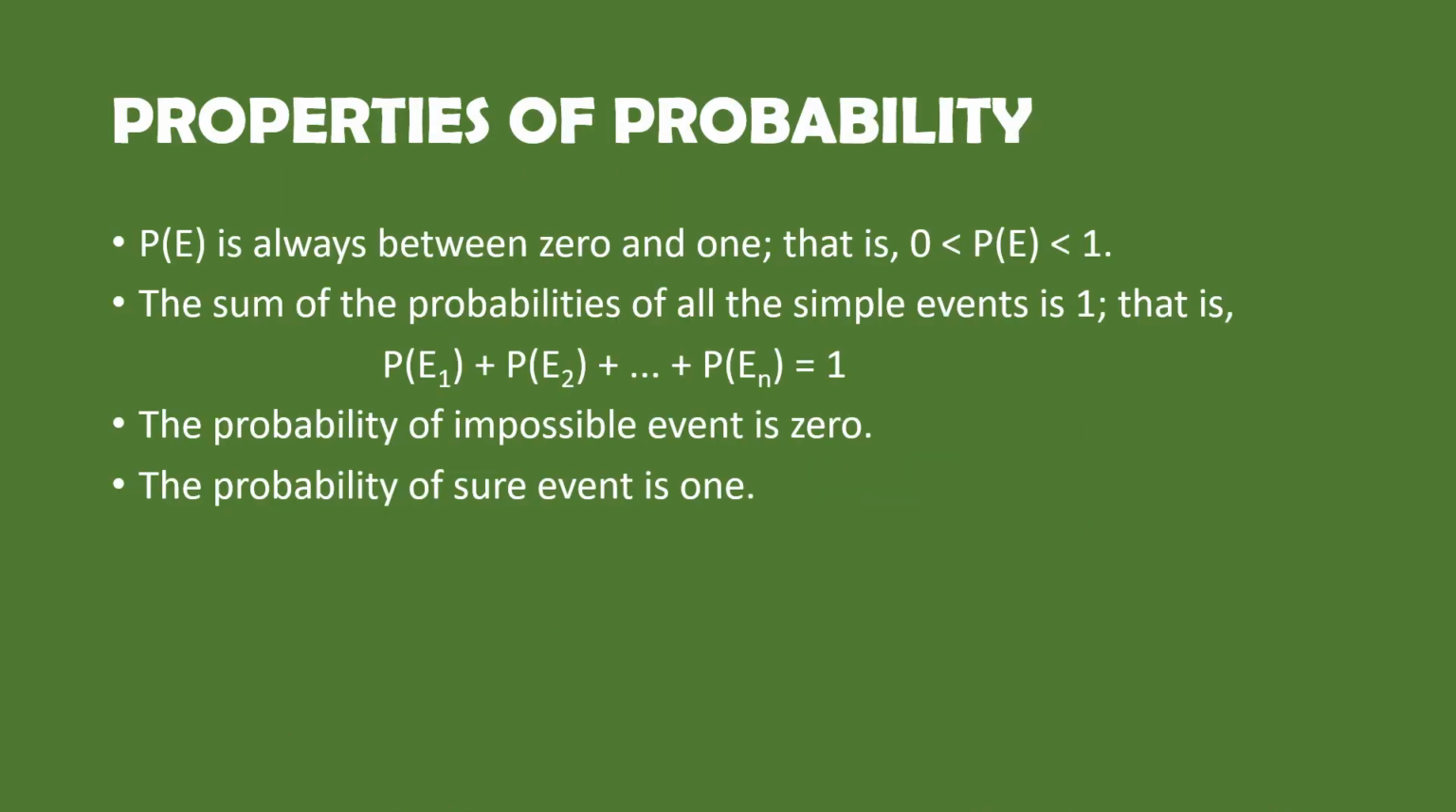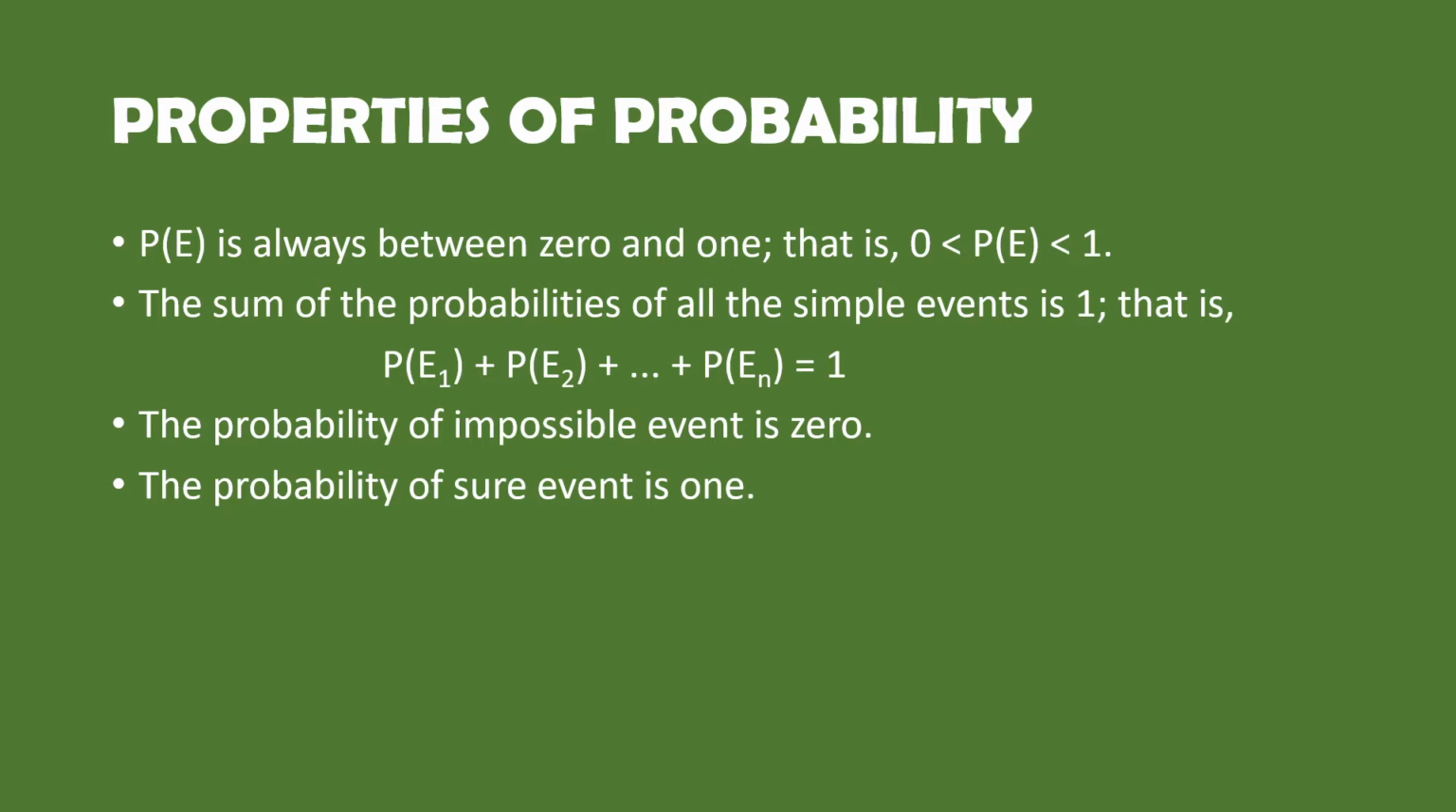Let us recall the different properties of probability. Remember that the probability of a certain event is always between 0 and 1. That is, the probability of an event is greater than or equal to 0, but less than or equal to 1. The sum of the probabilities of all simple events is 1. That means the probability of event 1 plus the probability of event 2 plus the probability of all of the other events is equal to 1. Again, this pertains to events of a certain situation.